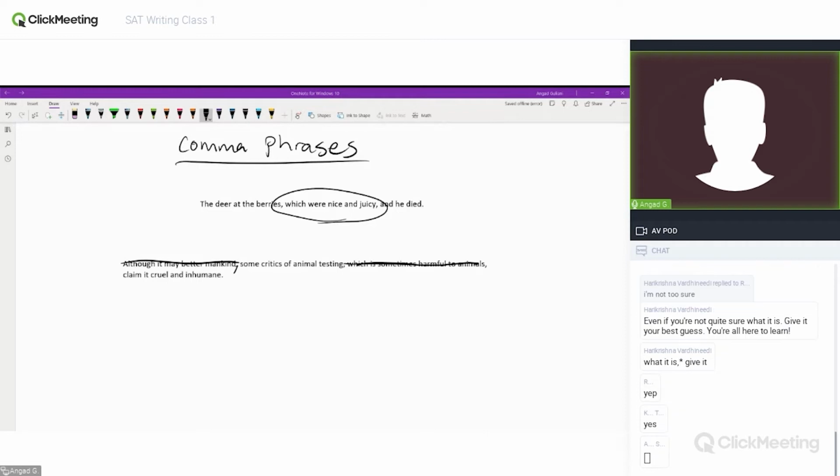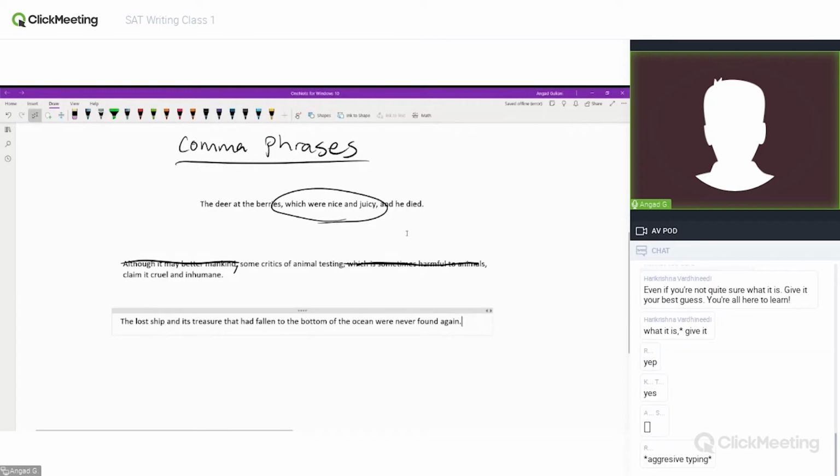All right, cool. I'm going to give you guys one more example, and then we'll get into the next topic. I'll give you a little bit of time to do this one. Tell me any comma phrases or any relative clauses within the sentence.